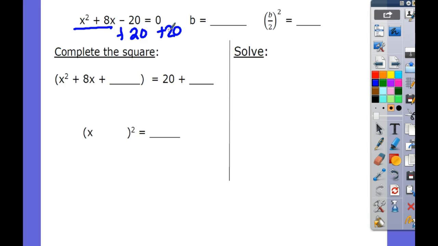What was the right number at the end of your pattern? This number right here was 16. If I add a 16 on this side, what do I have to do on that side? How can I calculate the 16? This is in standard form. What's the B number? And so to get this 16, you do 8 divided by 2 and then square it. What's 8 divided by 2? So that's 4 squared, and 4 squared is equal to 16. That's where the 16 came from.